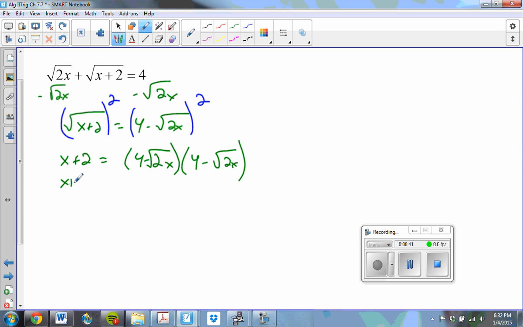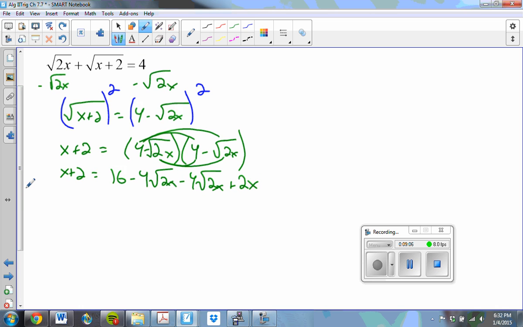So I have x plus 2 equals 16. 4 times 4 is 16. 4 times negative root 2x is negative 4 root 2x. Negative root 2x times 4 is negative 4 root 2x. And then root 2x times root 2x is just plain old 2x. That looks pretty messy, and I apologize for that, but you can hopefully find your way through it.